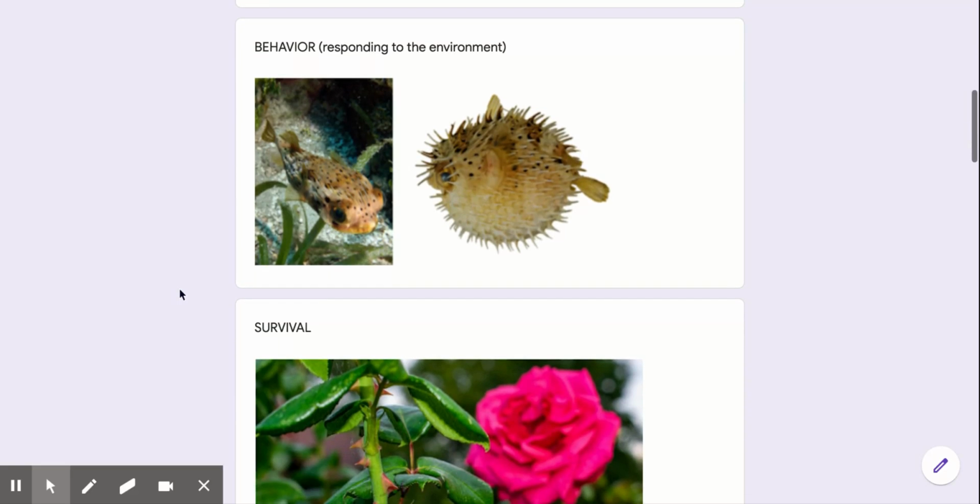The first one is behavior. Different environments have different threats, so animals and plants have to learn behaviors in order to respond to their environments.